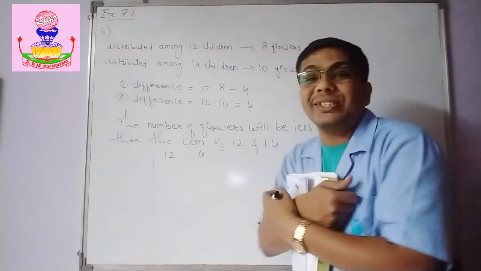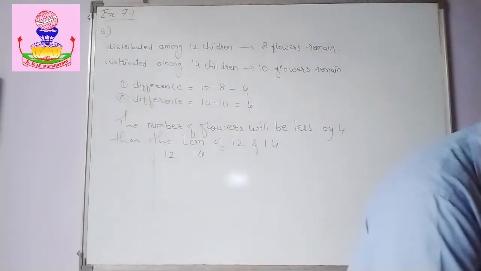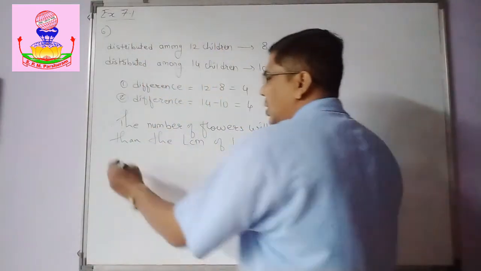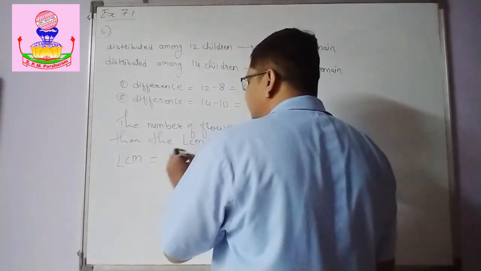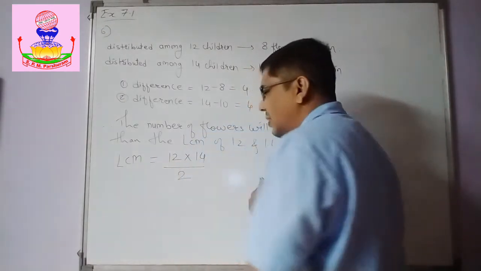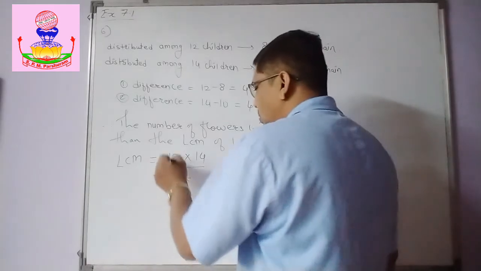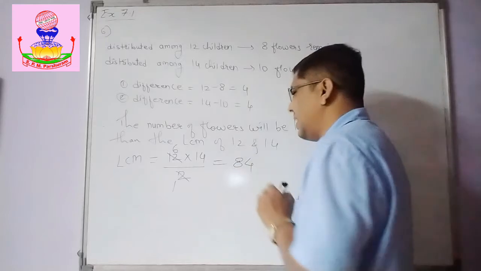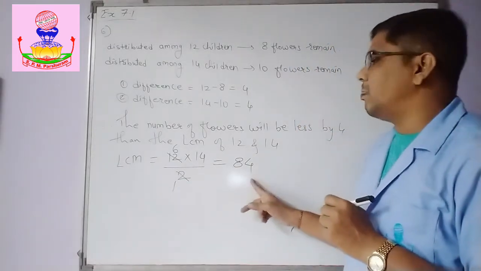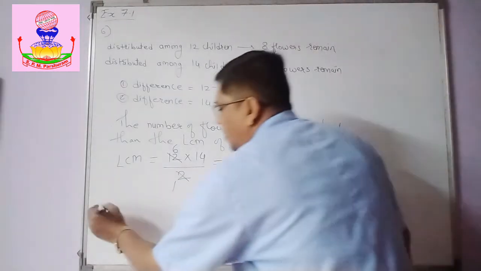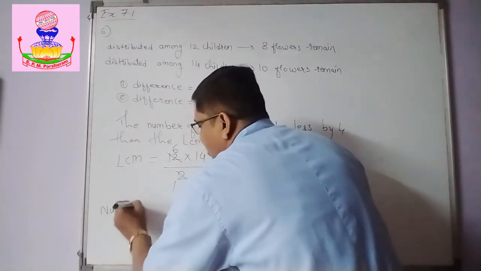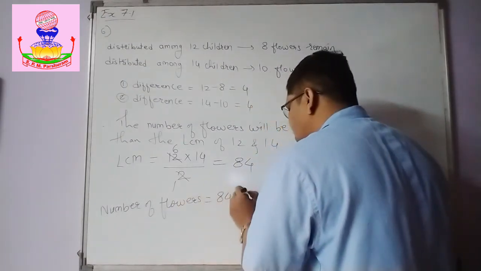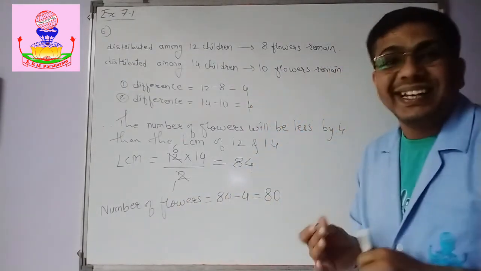Now these are two consecutive even numbers, so there is no need to go for the other method. How can I find it? Yes, exactly, half of the product. So the LCM will be half of their product: 2 1s are 2, 2 6s are 12 and 14 6s are how much? 84. Now what I have said, the number of flowers will be less by 4 than the LCM. This is the LCM. So the number of flowers is equal to 84 minus 4, that is 80.